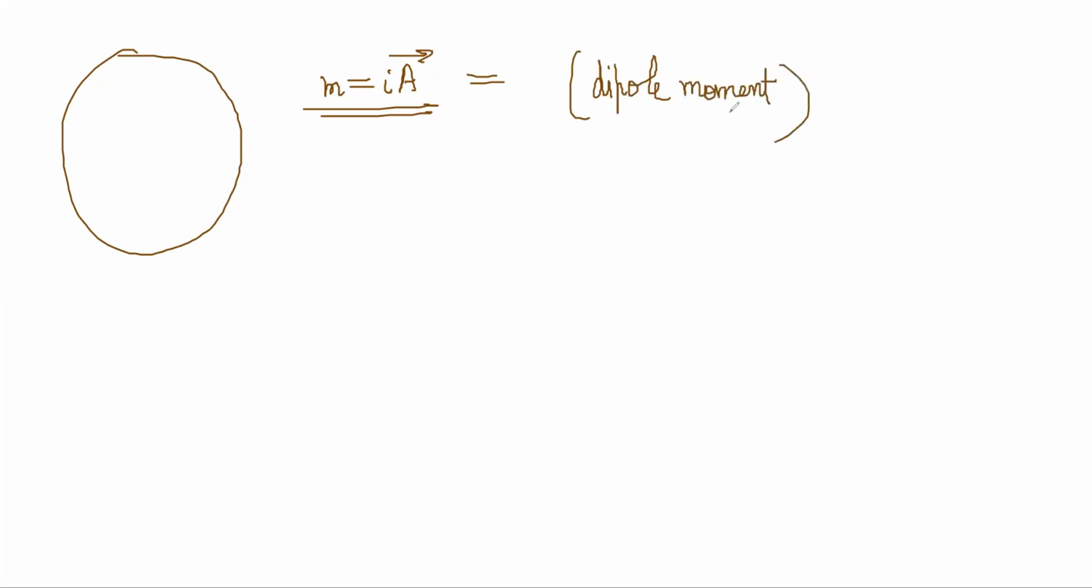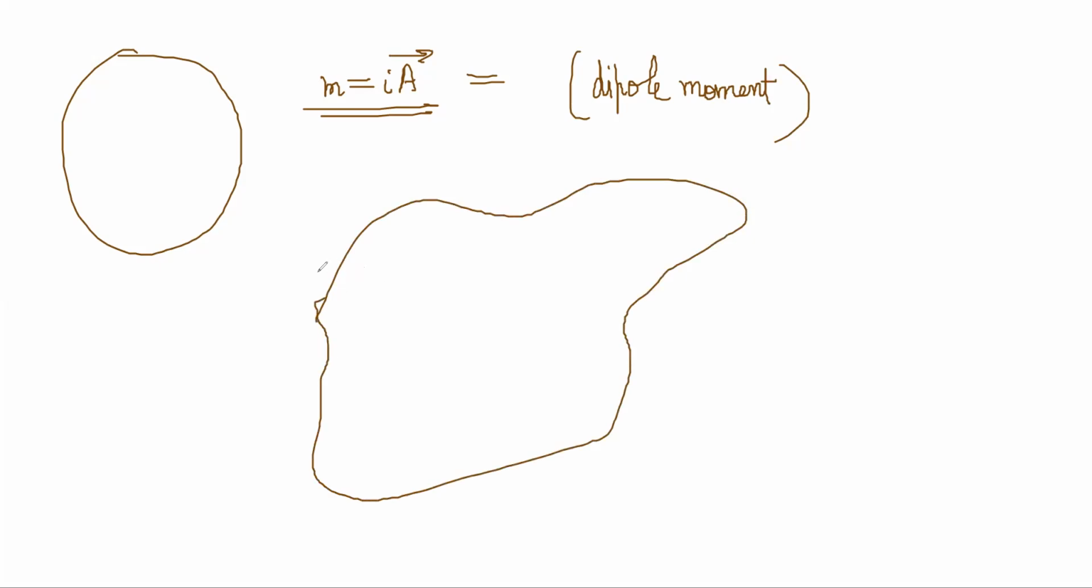Some current loop is there whose M is equal to I into A. This thing is equal to whatever they are calling dipole moment, magnetic dipole moment, right? It could be any type of loop. It could be an arbitrary shaped loop, right? It has some area. The area vector could be in some direction, right? The magnetic moment would be I into that direction.